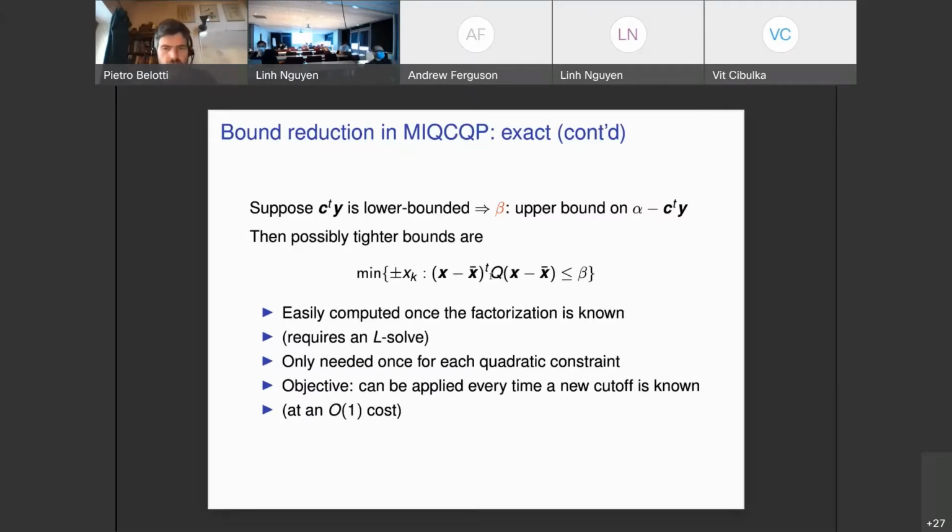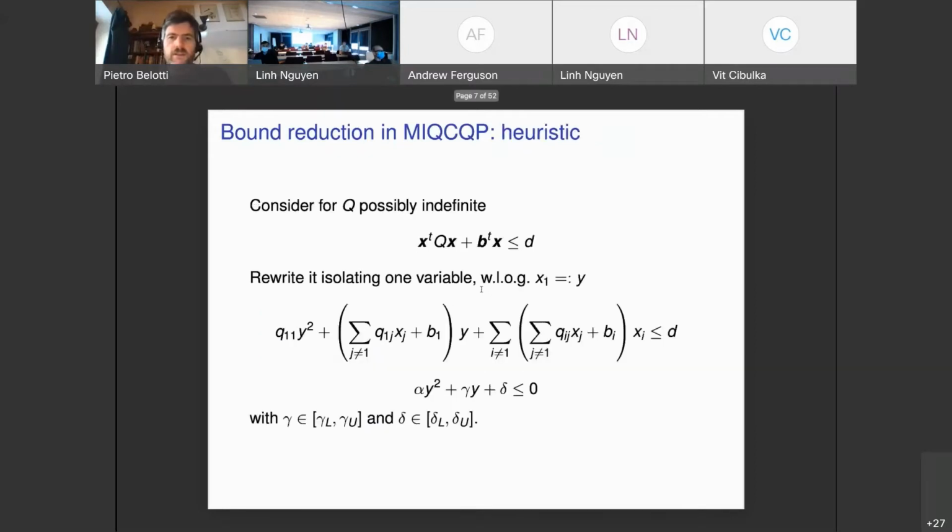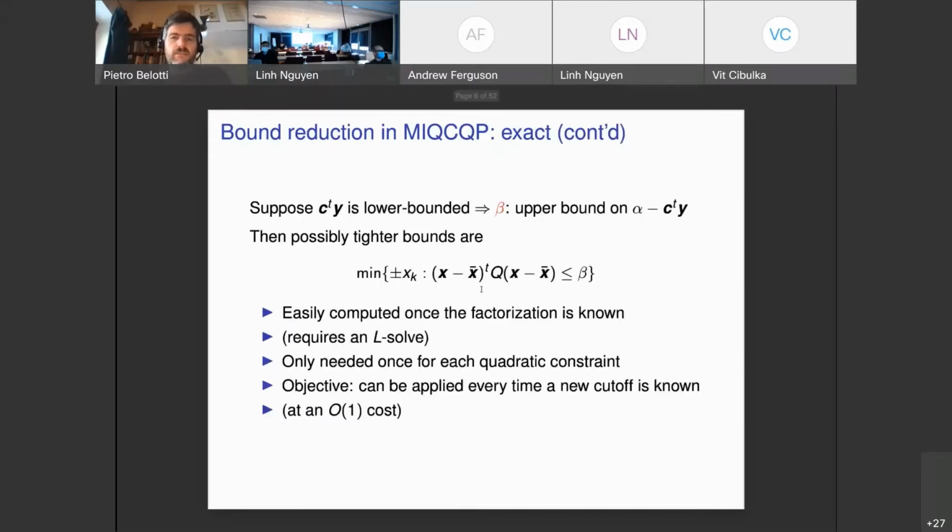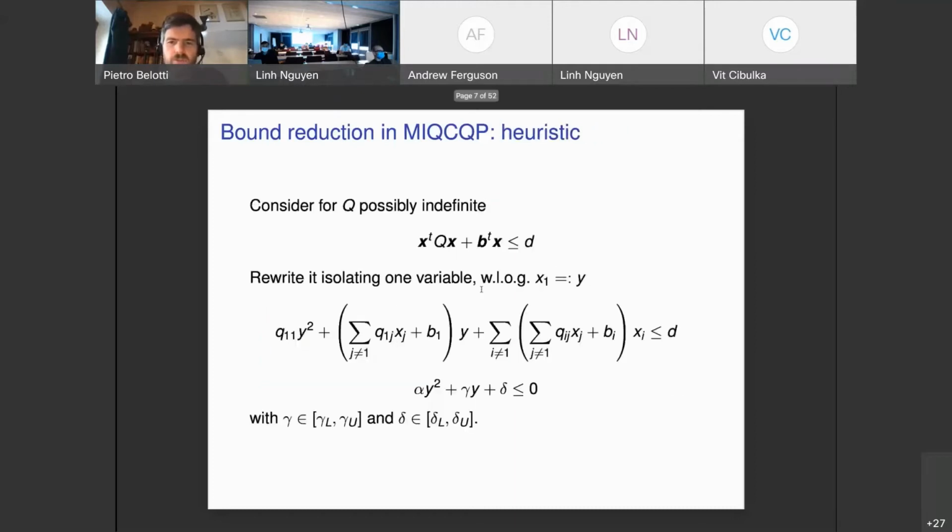It can actually give relatively good tightenings of all the variables in the quadratic form. So this obviously takes some extra preliminary operations, but it can be useful. There's another way of trying to reduce the bounds in MIQCQP, and this is actually something that would work for non-convex quadratic problems as well.